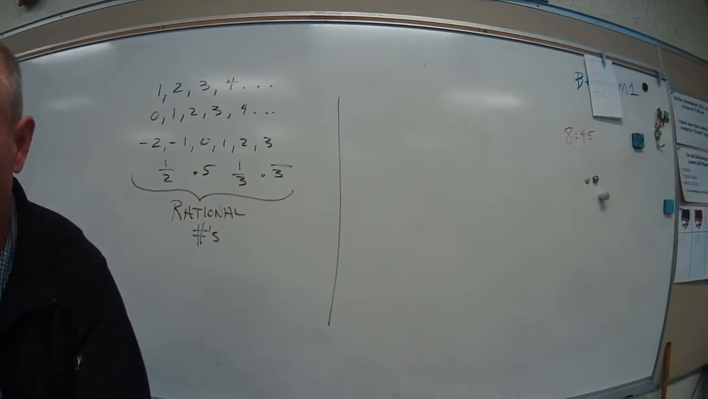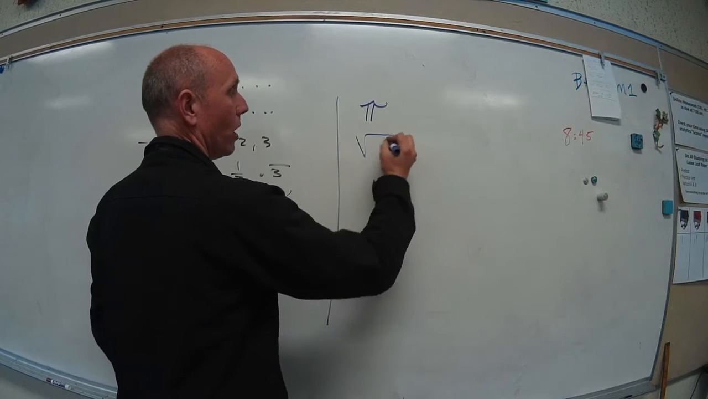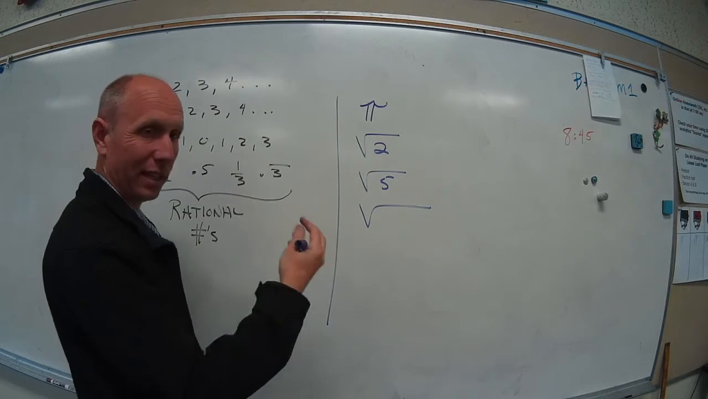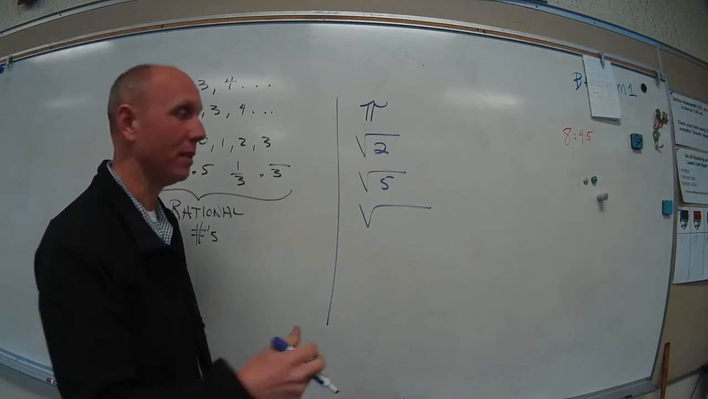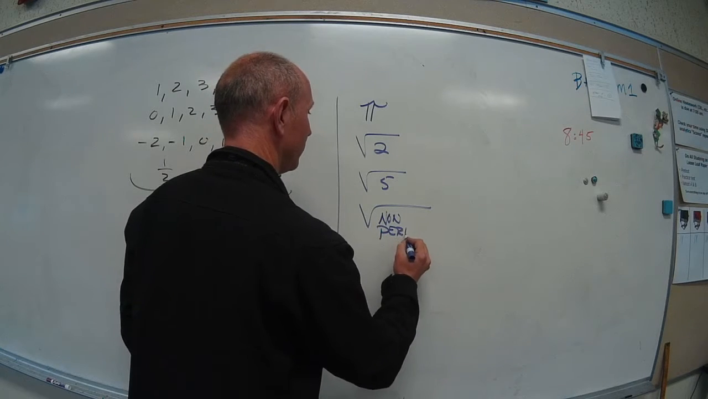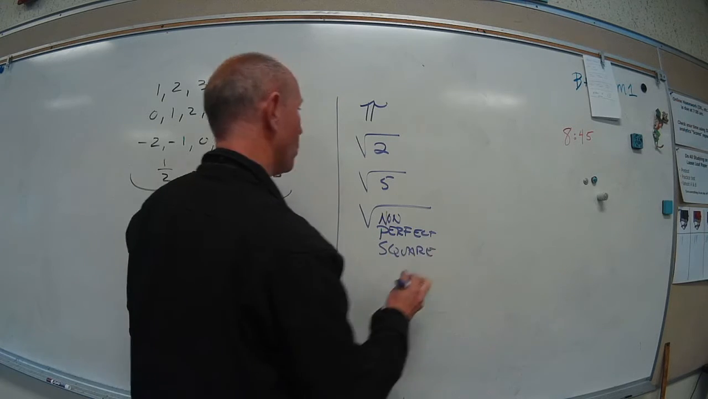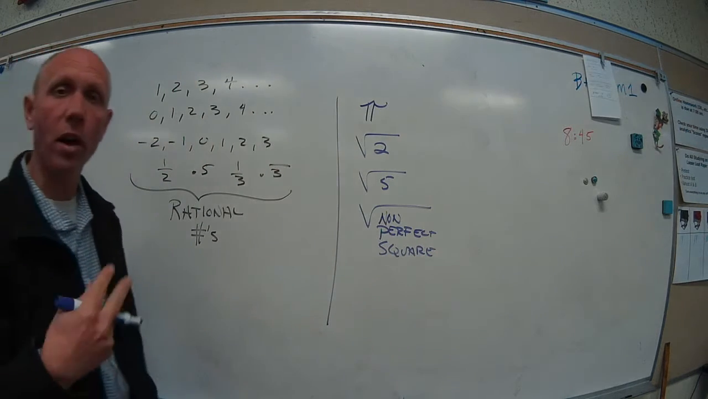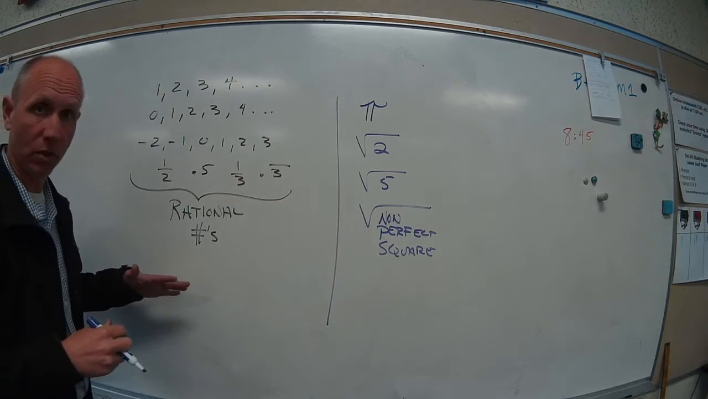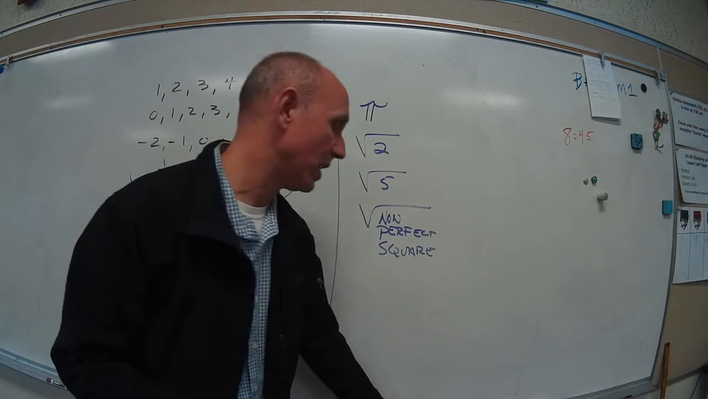So I come over here to my irrational numbers, and these are numbers like pi. They're like the square root of 2, the square root of 5, the square root of a non-perfect square. They're numbers that go on forever without repeating. So I've got rational numbers, which are the basic numbers, and then pi's and non-repeating decimals.